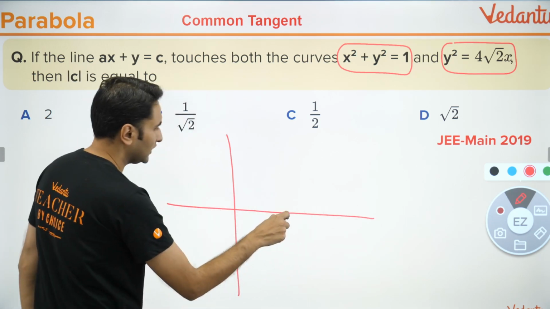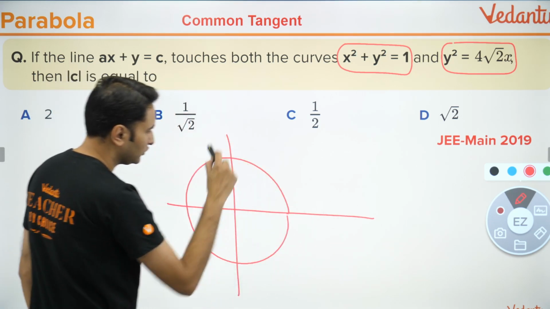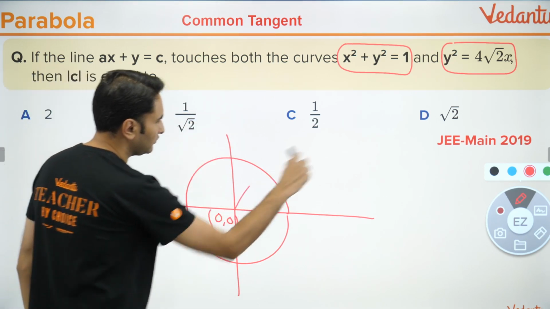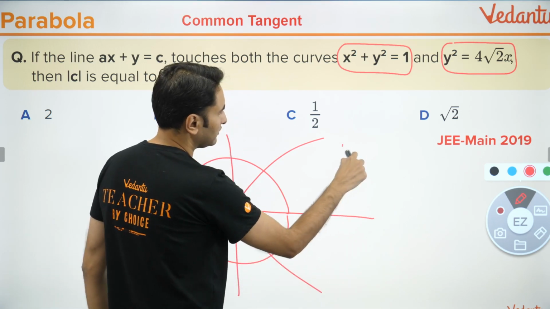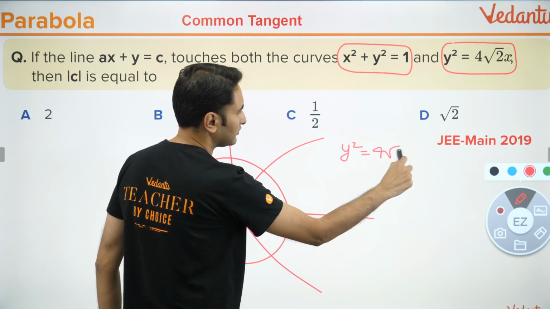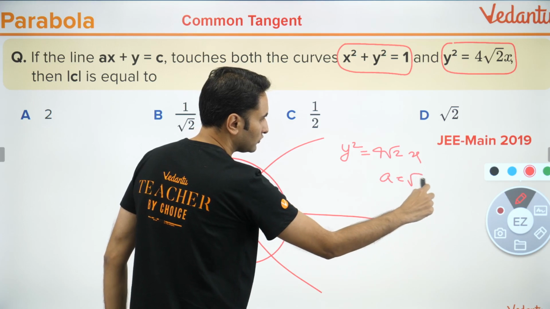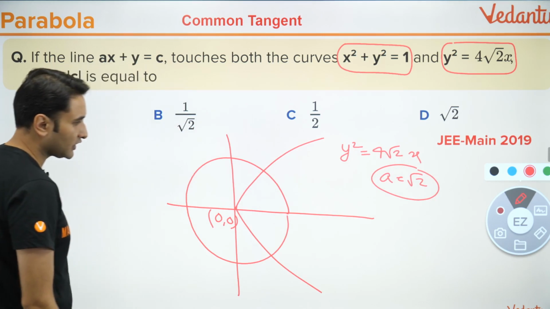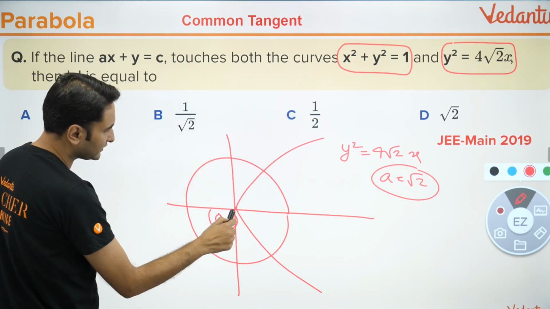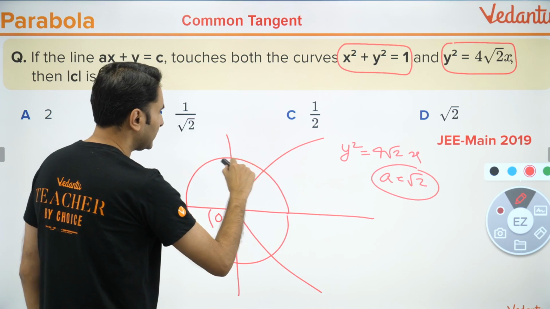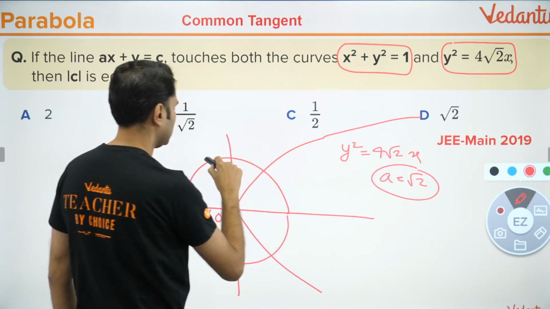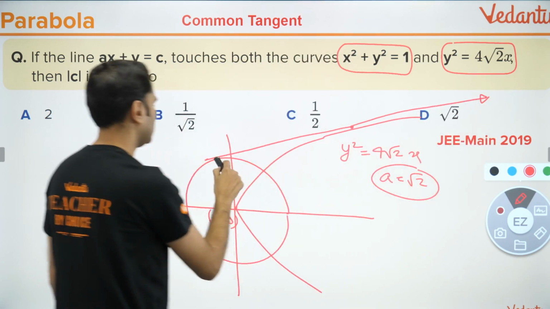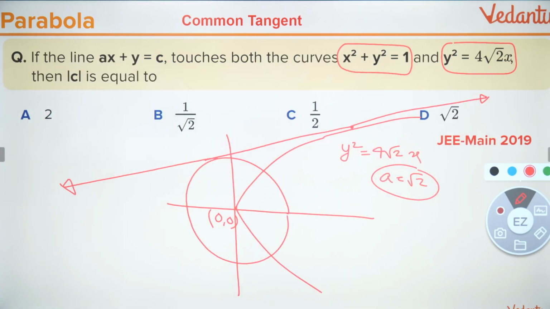Quick. A circle which is very simple one, whose center is at origin. Y square is equal to 4ax, a कितना हो गया? A is √2. Right? Radius is 1. Radius कितना हो गया इसका? 1. So common tangent. This is the common tangent.